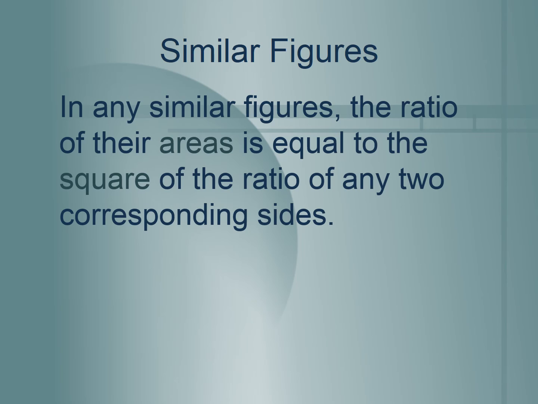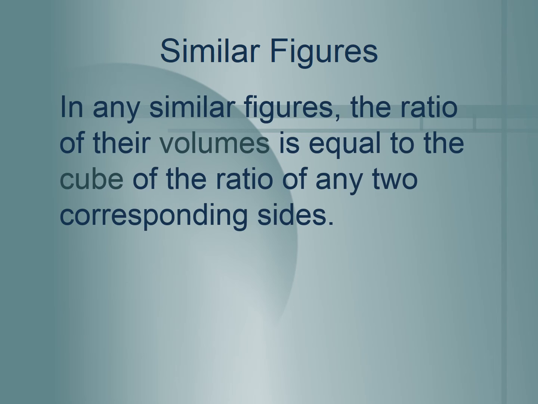All right, so let's say we want to find area. In order to find area, we have to know that the ratio of areas is equal to the square of the ratio of corresponding sides. Remember, perimeter was just the ratio of 2 sides, but area is going to be the square of the ratio of those 2 sides. And volume is going to be the cube of the ratio of those 2 sides.